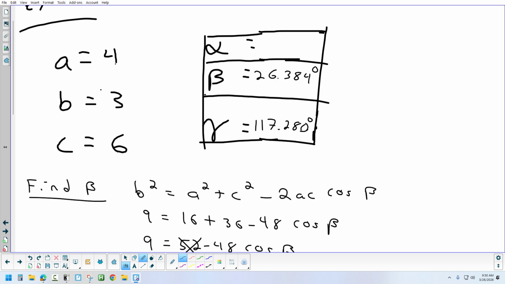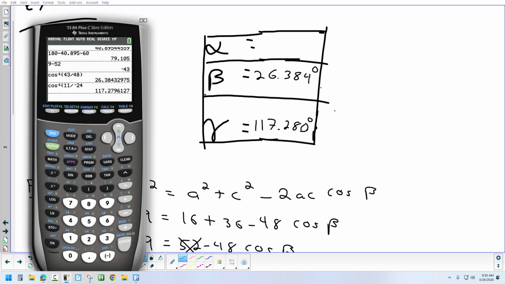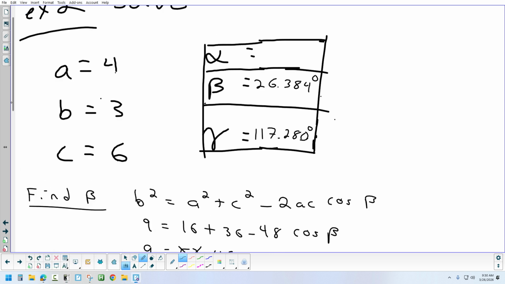But if I'm pretty confident I got these 2 right, what could I do that would be faster to get the third angle? I could just minus them from 180, so it's faster, but the downside is if you got one of those wrong, and now you're using it to get the third angle, you're going to get the third angle wrong automatically. So 180 minus 117.280, minus 26.384. Okay, so 36.336.